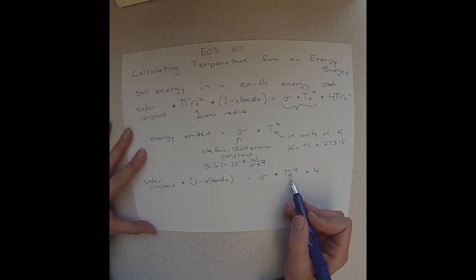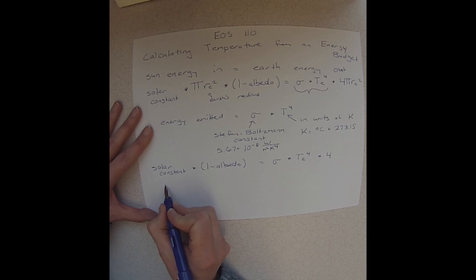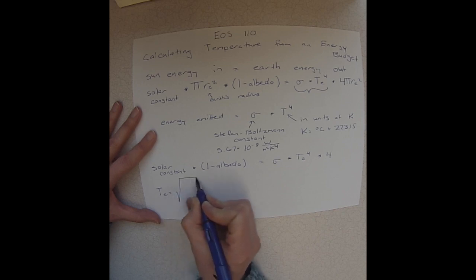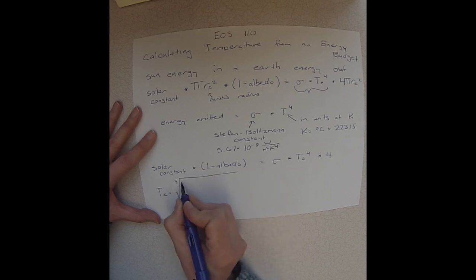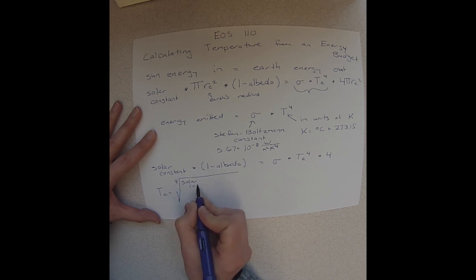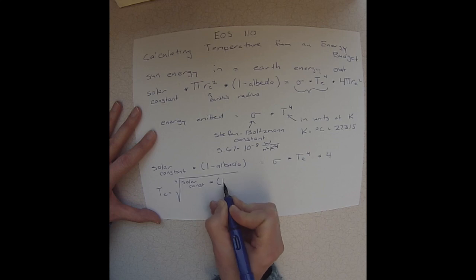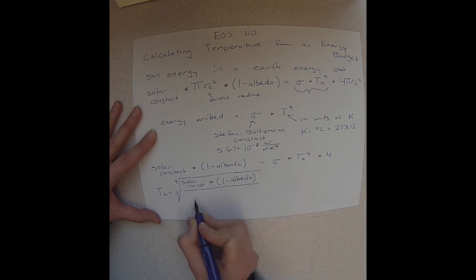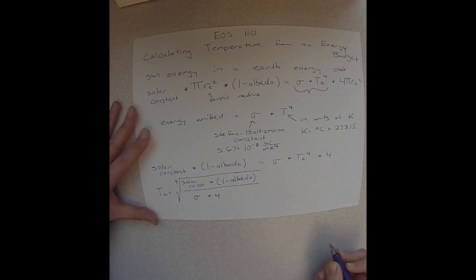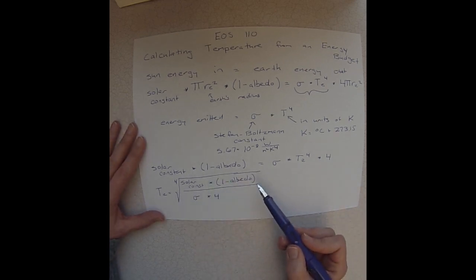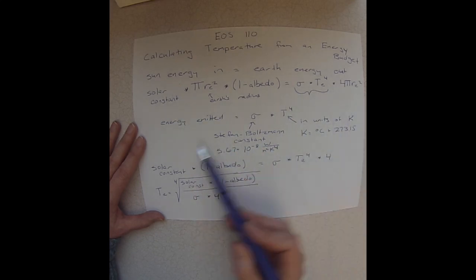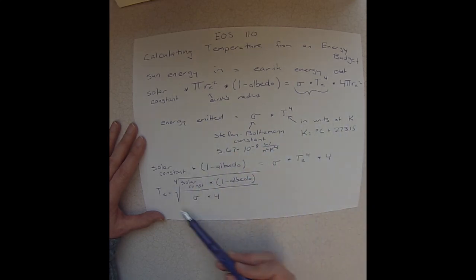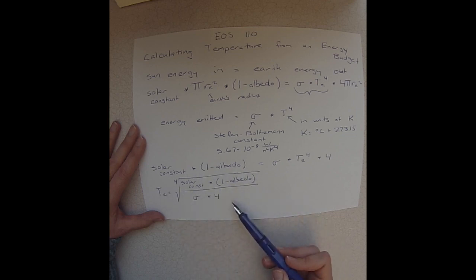I'm now going to solve for the temperature here. It's the 4th root of the solar constant times 1 minus the albedo, all over Stefan-Boltzmann constant times 4. Okay, so in an exam situation, I wouldn't expect you to have to lay all these equations out to derive this equation, but I will expect you to be able to use an equation like this.